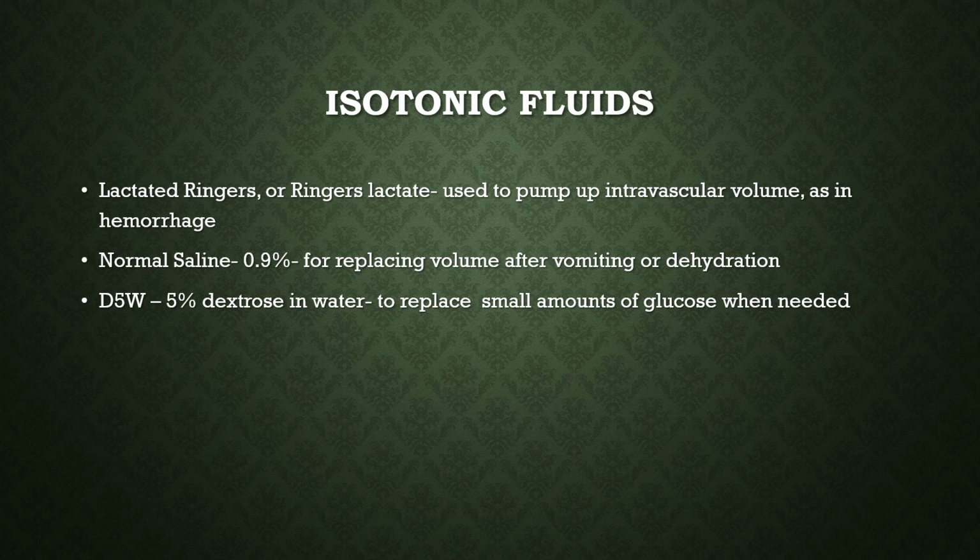We don't give normal saline for hemorrhage because normal saline will go to the vascular space, but it won't stay there. It will diffuse through the vessels. It'll leach out and diffuse out into the soft tissue. So normal saline is for replacing volume after vomiting, diarrhea, dehydration. That's when we would use normal saline.